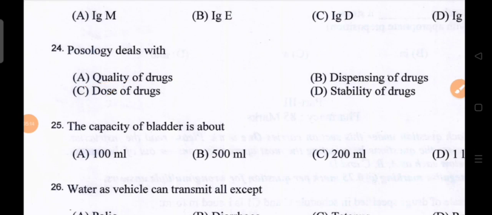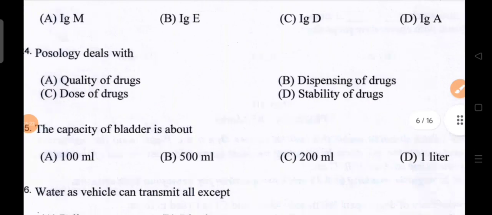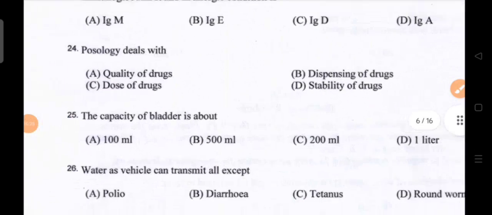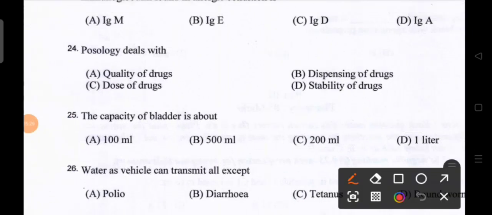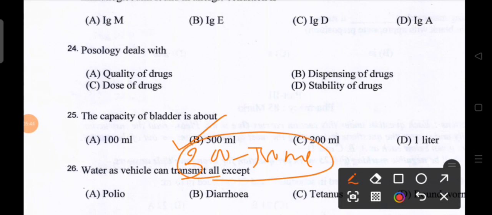Next question is 25. What is the capacity of the bladder? The options are 100 ml, 500 ml, 200 ml and 1 liter. So the correct answer will be option B, 500. Generally it comes between 300 to 500 ml, so 500 will be appropriate. So 400 to 500, or in cups it will be measured as 2 cups, or 400 to 500 ml of capacity.